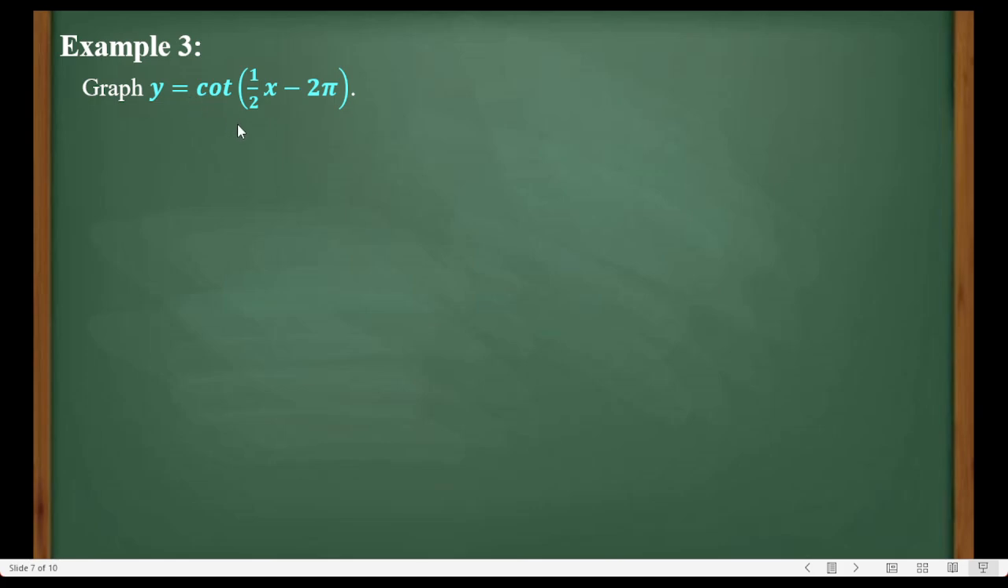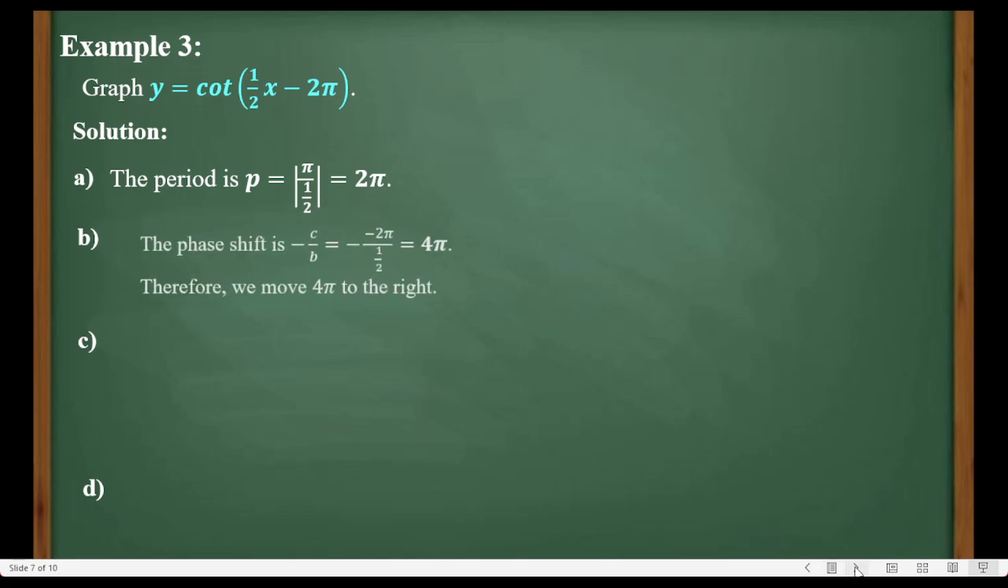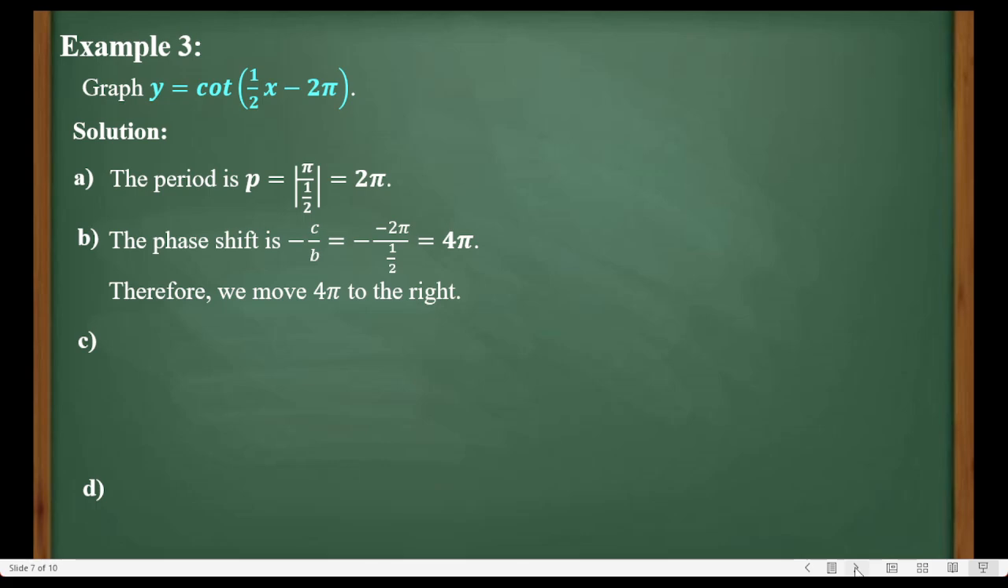So this time, from this example, we are now considering the phase shift or the horizontal translation. Let us consider the following properties. First is the period. Using the formula, we have 2 pi, and the phase shift is determined by the formula negative c over b, so that is negative of negative 2 pi over 1/2, so that is positive 4 pi. Therefore, the graph is moved by 4 pi units to the right.